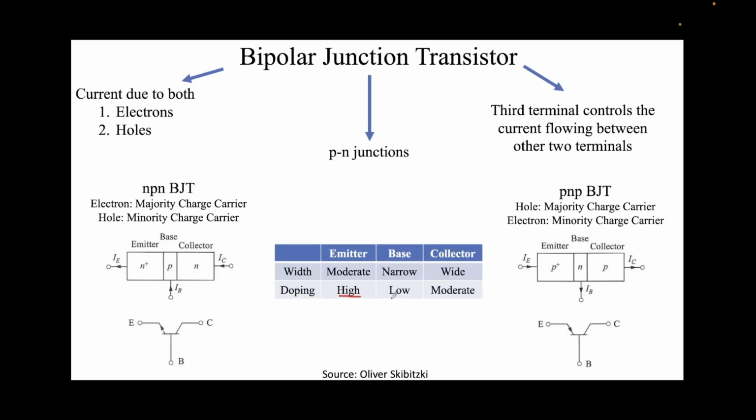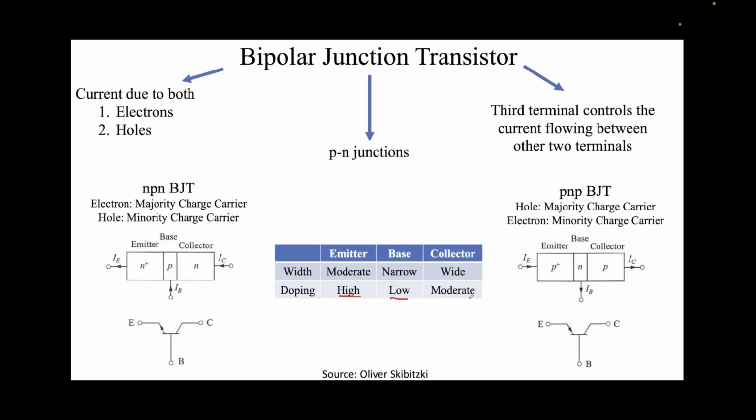The doping in the base is low. Why is it low? So as to facilitate most of the electrons that are injected from the emitter into the base to go to the collector, and not recombine in the base. If the doping of the base is high, this means the number of holes is high. Most of the electrons being sent by the emitter will die in the base itself and we will get very little current at the collector. We don't want that. Hence the base is low doped.